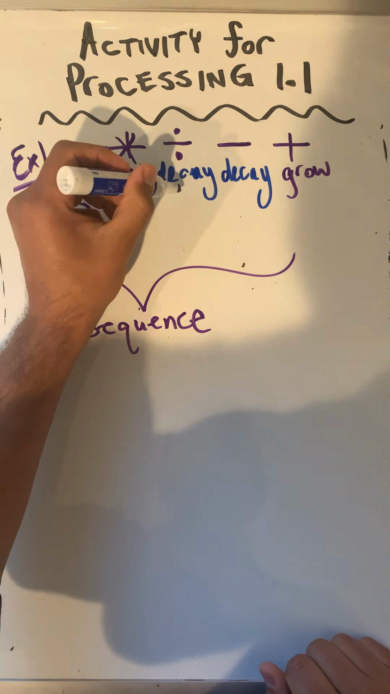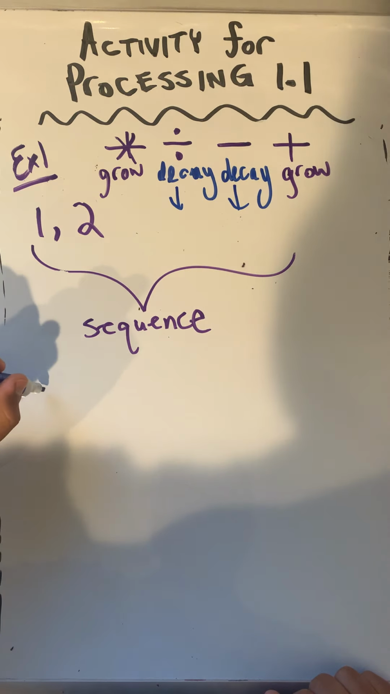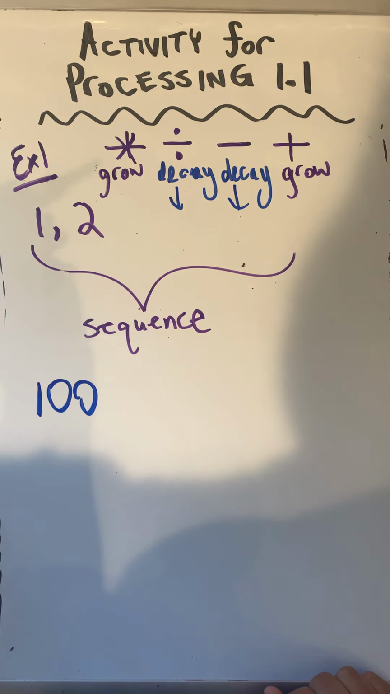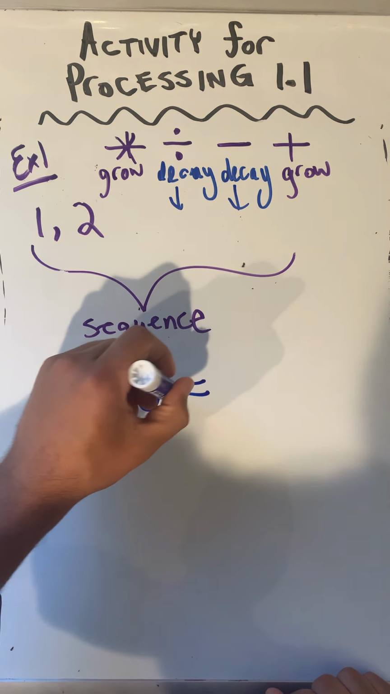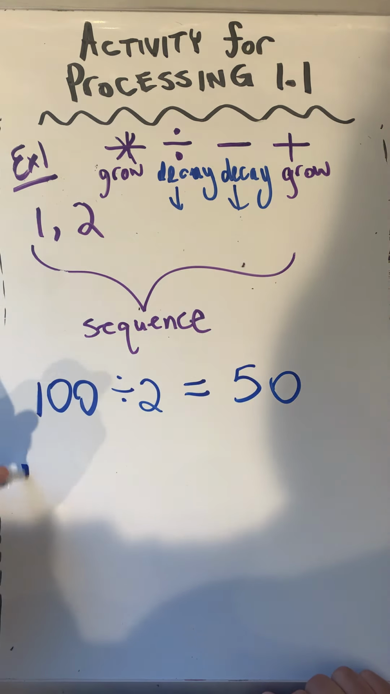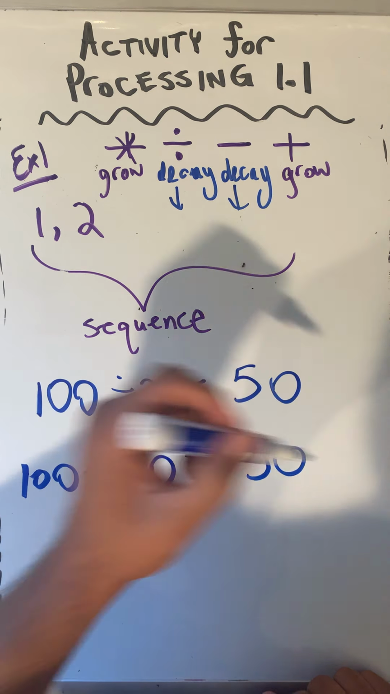Decay means that the value is going to actually be going down. So I'll go ahead and show you some decay over here. What if I had like $100 and then I divided it by 2? That gives me 50. Or what if I had $100 and I subtracted 50? Well, now I have 50.